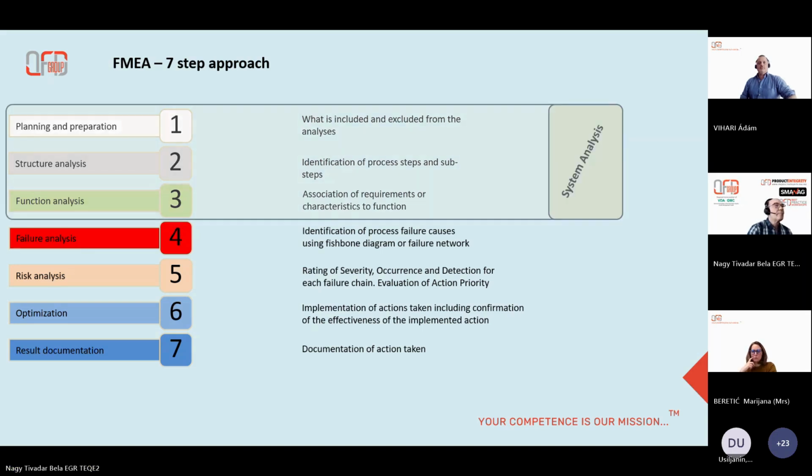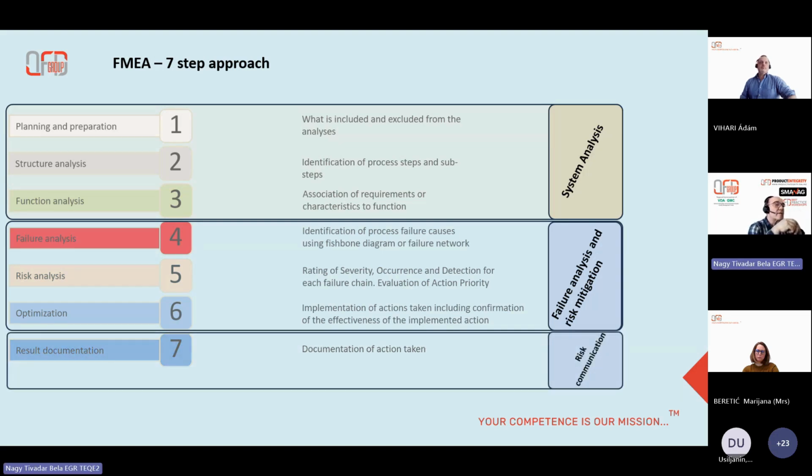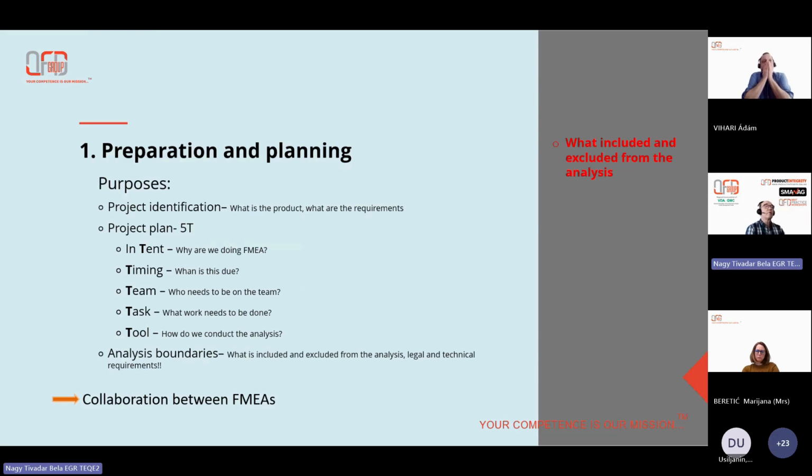We can group these into three big parts. The first is the system analysis. During the system analysis, we do not deal with any failures. The second big part is the failure analysis and risk mitigation. It is mainly the FMEA activity. And the third is the risk communication.